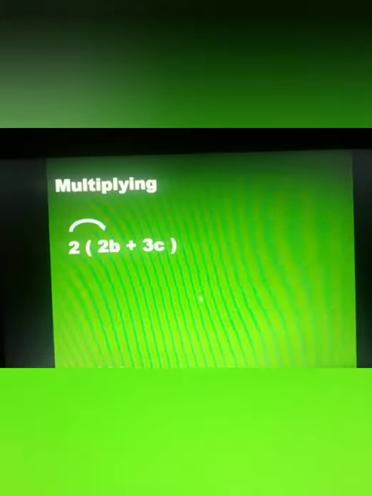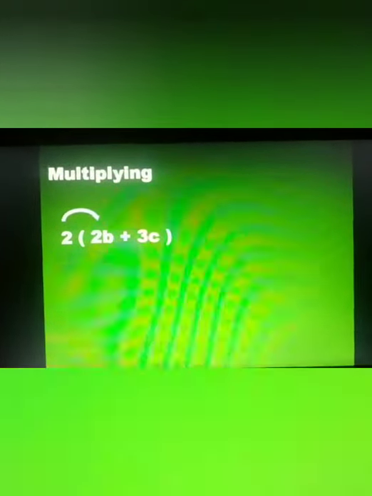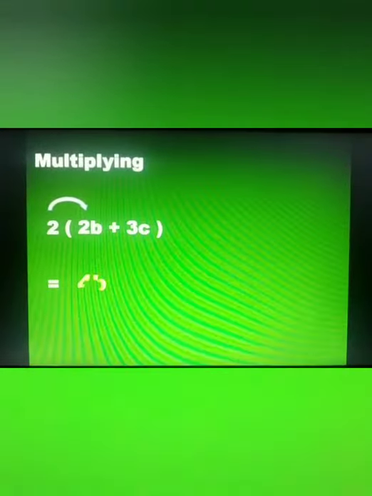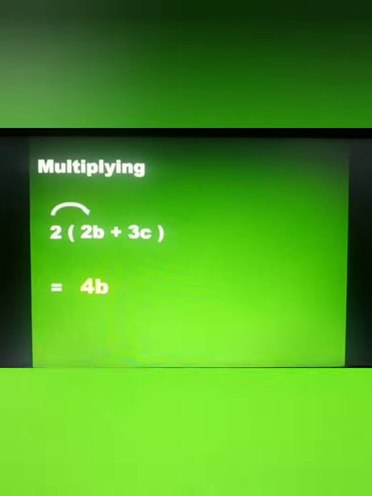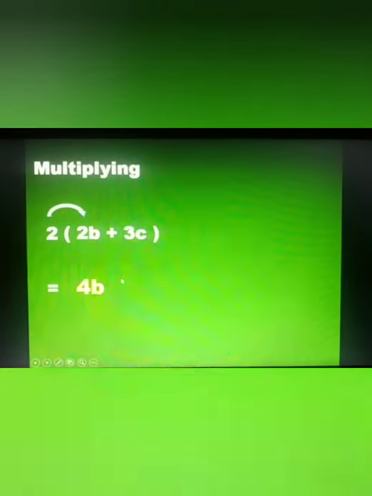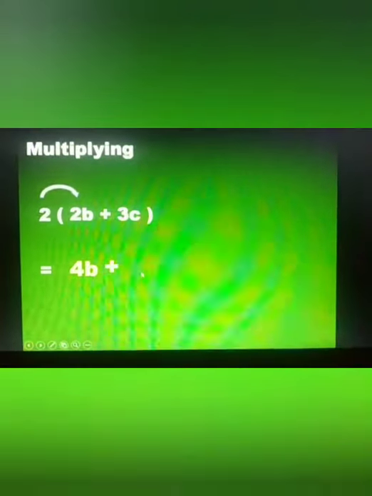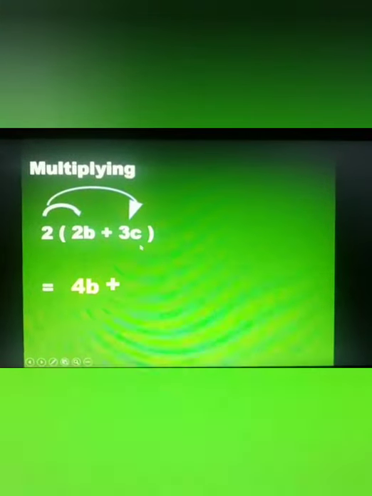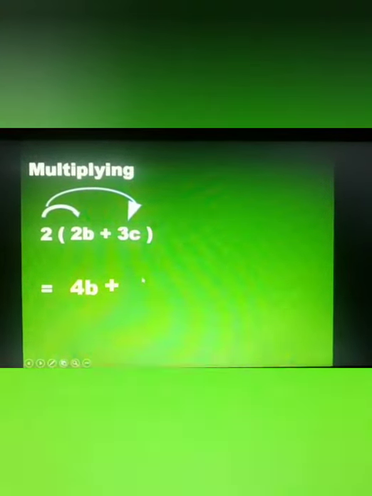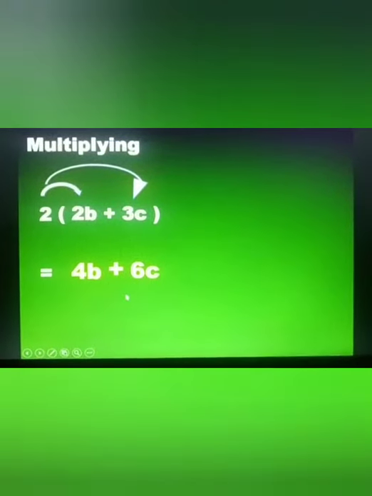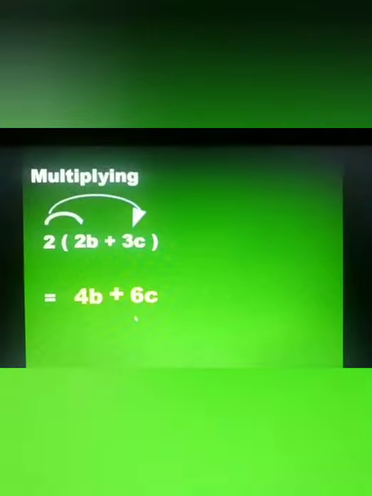First, multiply 2 times 2b. So, the answer is 4b. 2 times 2 is 4. Then, just copy b. Copy plus. Next, multiply 2 times 3c. 2 times 3 is 6. Copy c. So, the final answer is 4b plus 6c. Expert na ka muna iya.